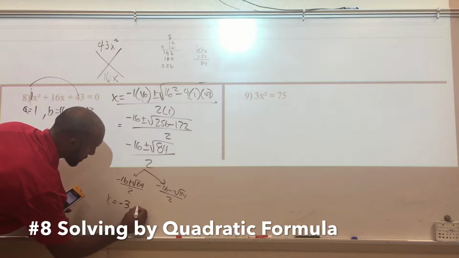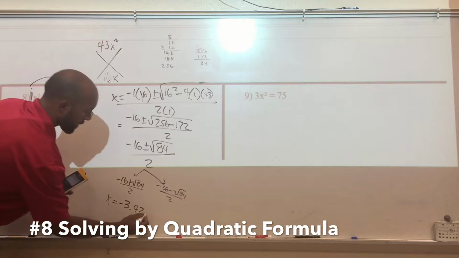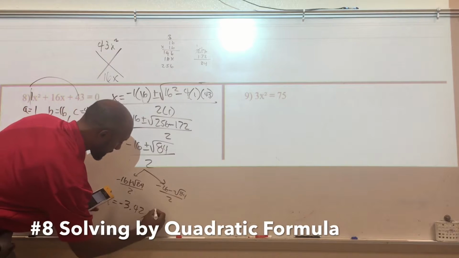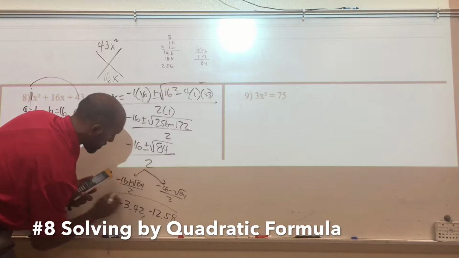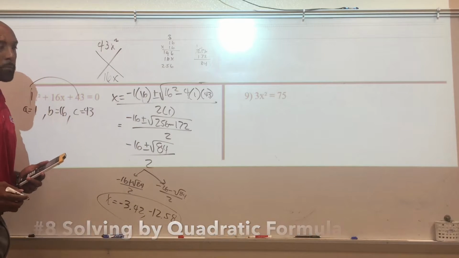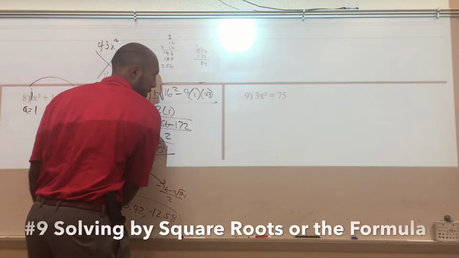So again, after we looked at our calculator, the first answer is going to be x equals negative 3.42, and then the second one is going to be negative 12.58. Okay? Okay, let's go on to the second one, or number 9.